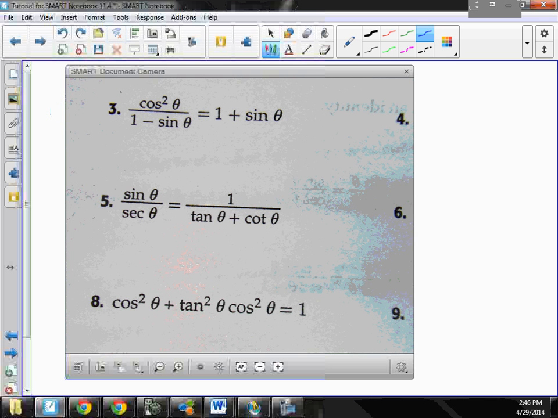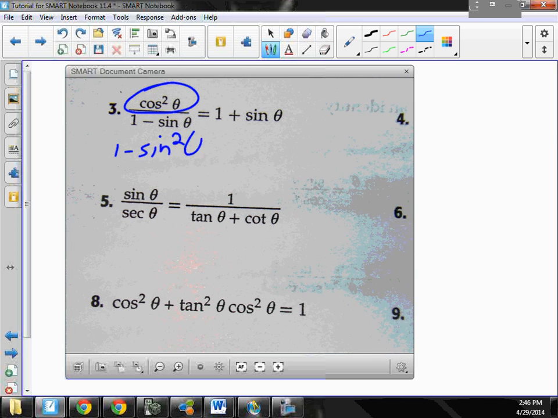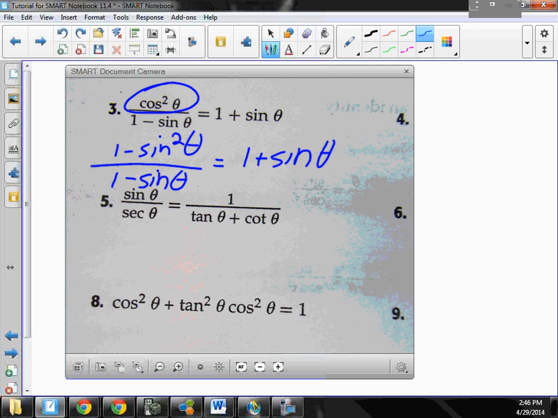Okay. Does cosine squared show up on the reference sheet? Kind of. We can adapt the first Pythagorean identity to make it work. So what is an equivalent statement to cosine squared? 1 minus the sine squared of theta over 1 minus sine of theta equals 1 plus sine of theta. Does anybody see it? I mean, you're okay with what I've done so far?